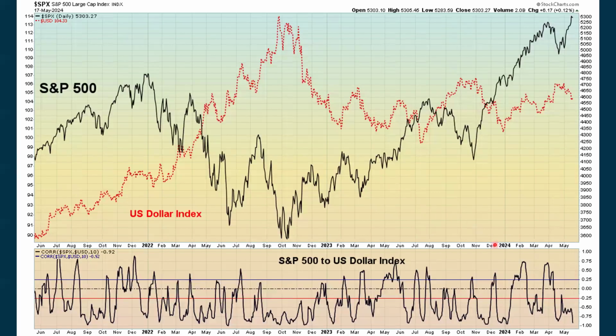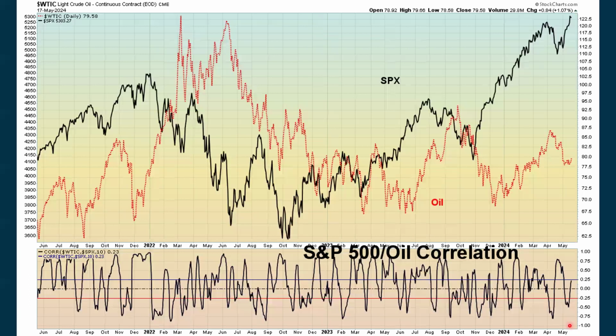We look at some correlations. We look at the S&P to the dollar, and they're having a real strong tendency to go in opposite directions right now. So if the S&P is going up and the dollar is going down, that's what we're seeing when we see this inverted correlation. We look at S&P to oil, which is pretty much neutral right now. This was really starting to spike up when things were escalating in Israel.